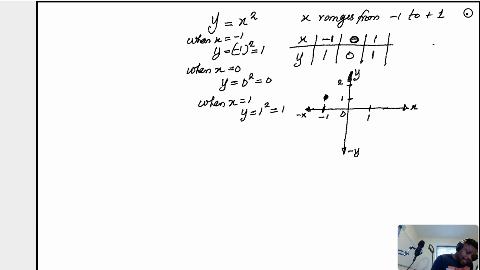Then when x is 0, which is here, y also is 0. So this is another point here. Then when x is 1, y is 1. This is the point here. So we have 3 points, okay? So the point is this. You see that?